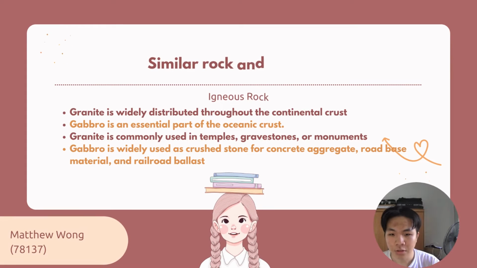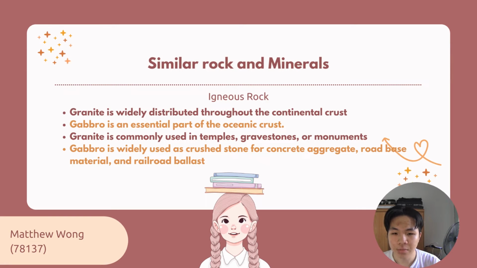Good morning, I am Matthew, in charge of researching similar rocks. I chose two similar rocks from each class of rocks respectively. Firstly, we will compare for igneous rock, granite and gabbro. Granite is widely distributed throughout the continental crust, while gabbro is an essential part of the oceanic crust.